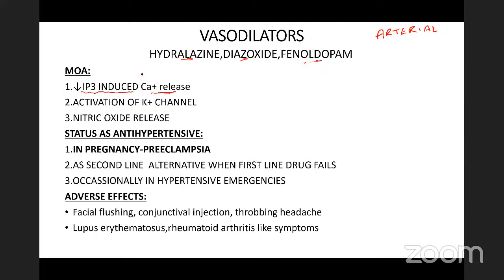We now have learned that whenever the calcium is not there in the vascular smooth muscles, the contraction will not take place. If there is no contraction of vascular smooth muscles, the total peripheral resistance comes down, which leads to decreased BP. And the most important mechanism of action, they activate the potassium channels.